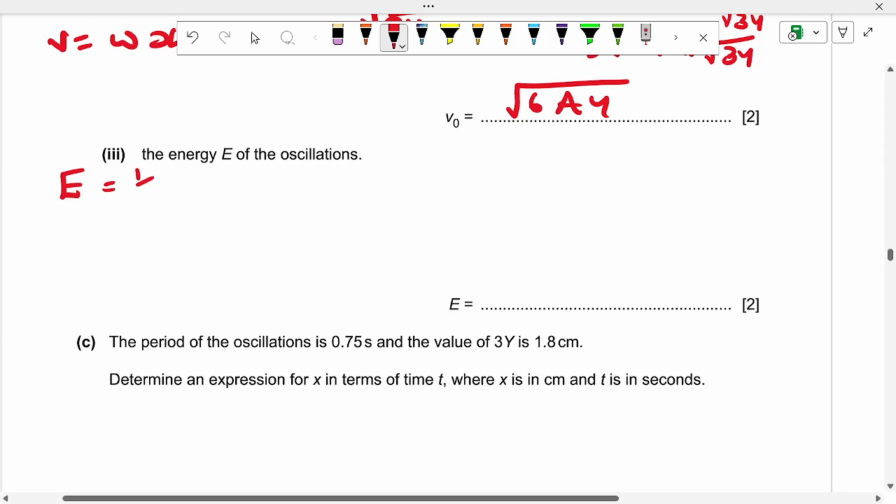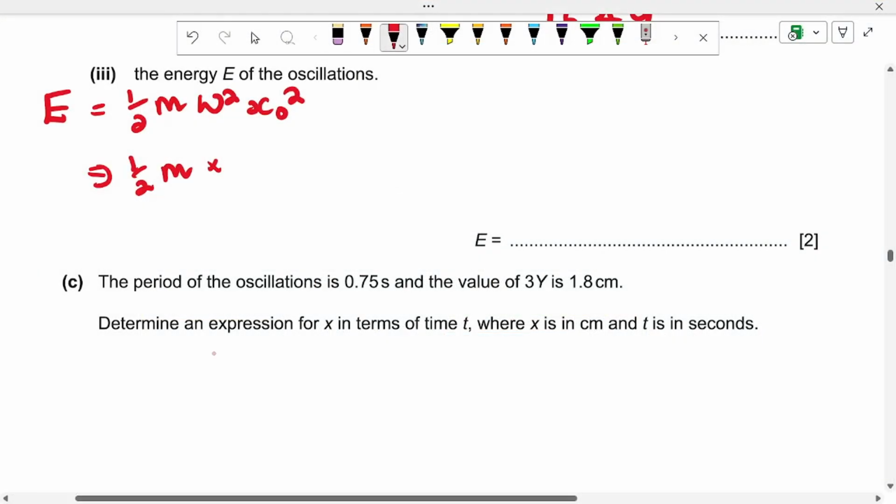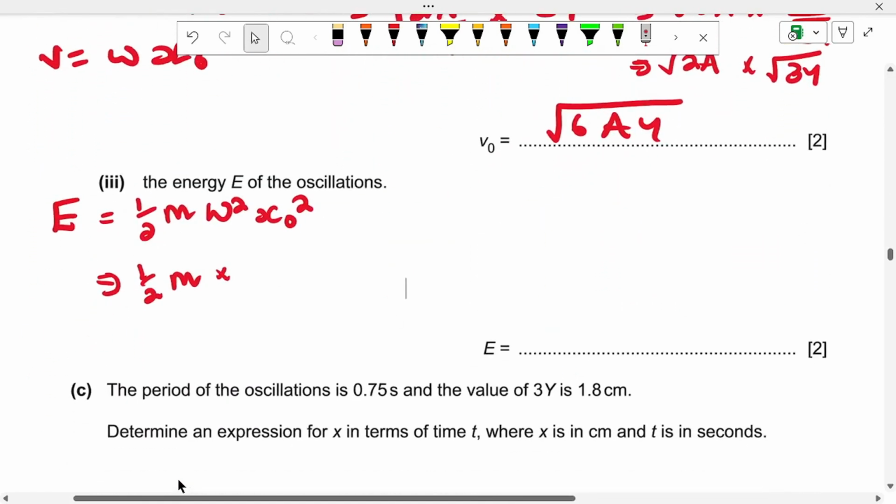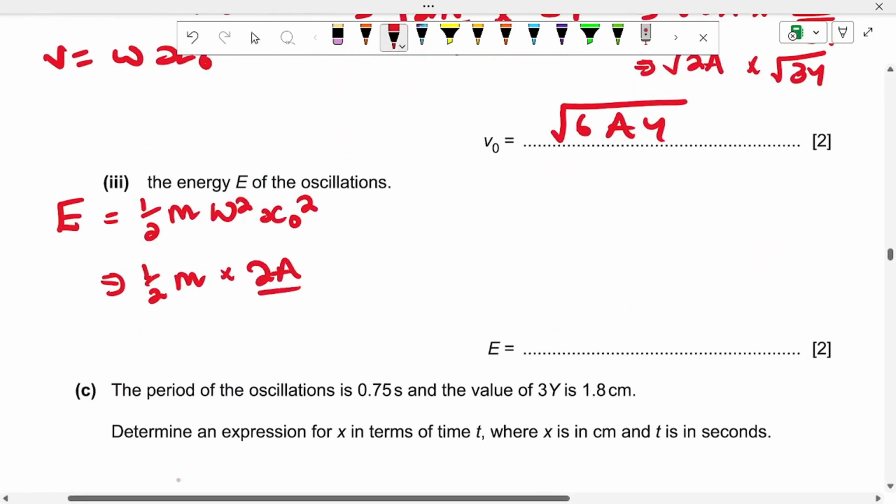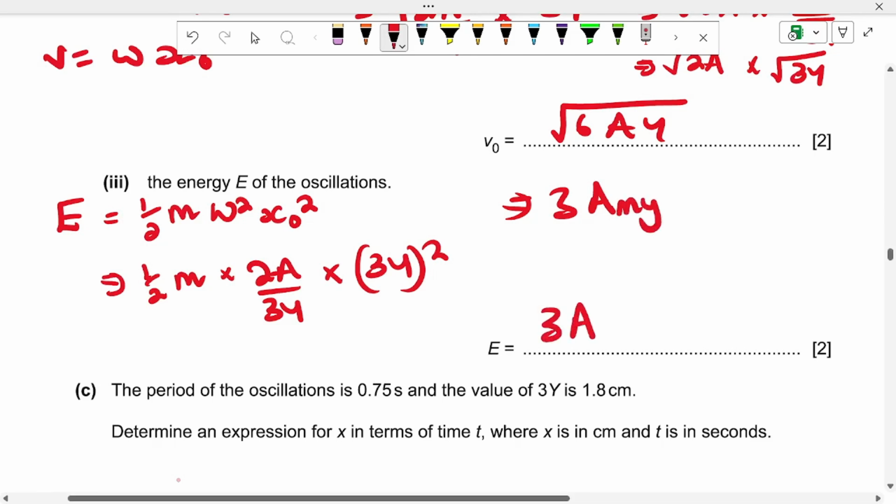So my maximum energy would just be 1/2 m omega squared x naught squared, right? I already know my m. I already know my omega, which is 6ay, because it's all of that squared. For my omega, remember, omega is root of 2a over 3y, so it's going to be the square of that, squared. It's going to be 2a divided by 3y multiplied by 3y squared. So it's going to be half and half, that's going to cancel out. That's 3 squared 9, 2 by 2. So it's going to be 3a my. Right, 3 a.m. Why? I don't know why. Okay, it's just 3 a.m. That's why. Hope you get it.